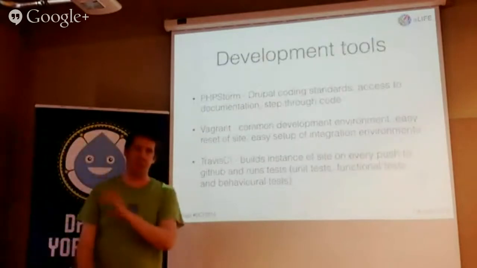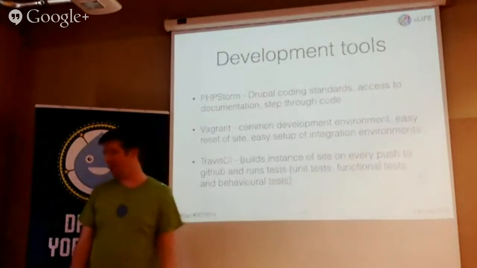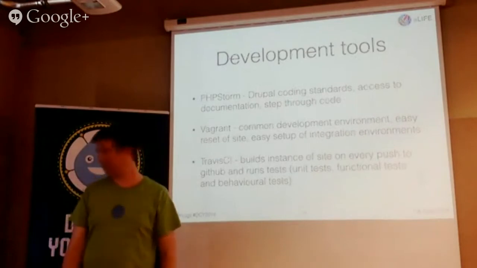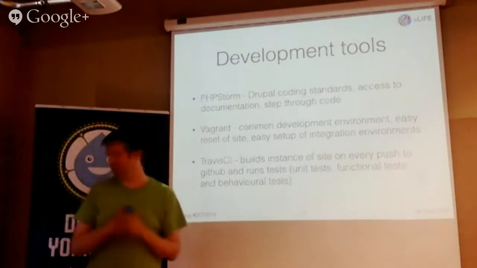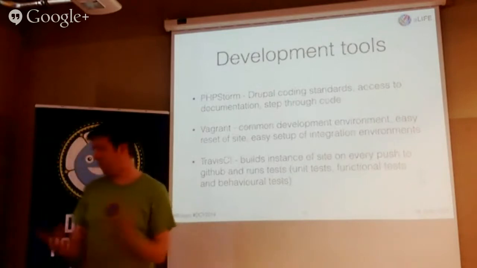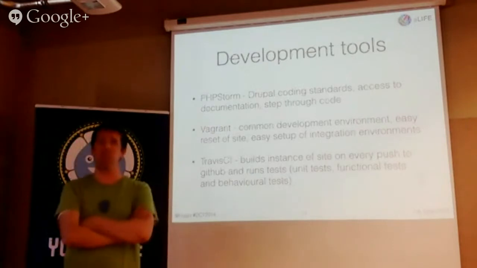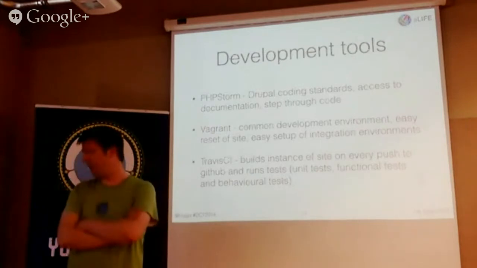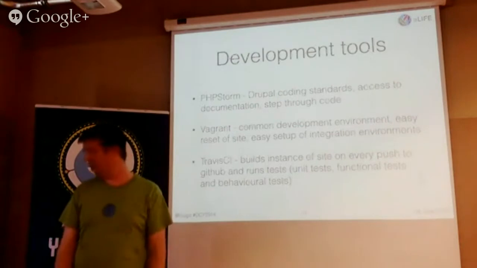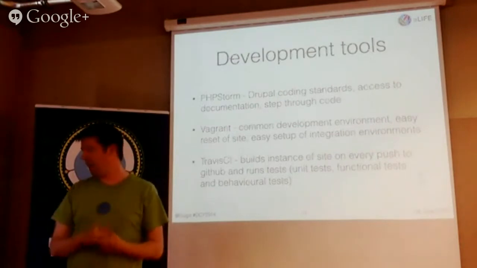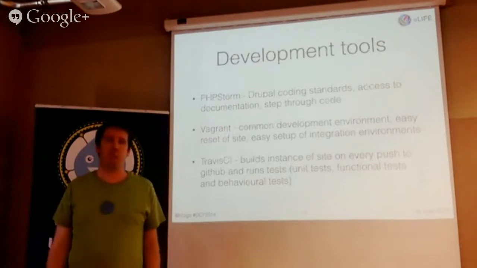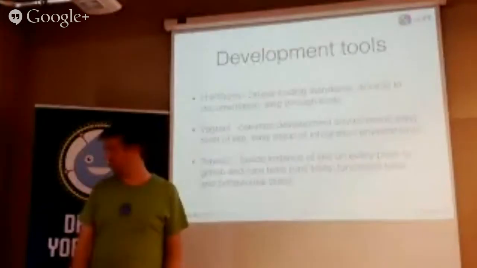So just as an aside, the development tools that we're using: PHP Storm, which helps us, it gives us monitors to ensure that we're coding to Drupal coding standards. It gives us easy access to documentation, and it allows us to step through code with things like XDebug. We use Vagrant, and that allows us to have a common development environment. So it's easy to reset the site and to get new devs started on the project. And it's easy to set up integration environments. So with Vagrant, we can deploy to AWS really easily using the same build scripts.